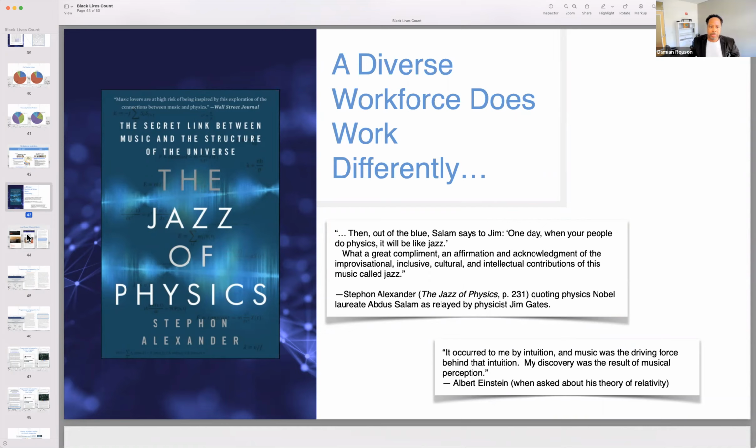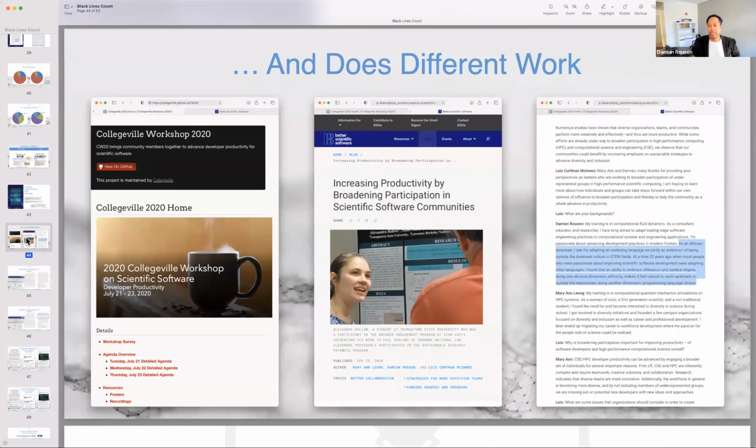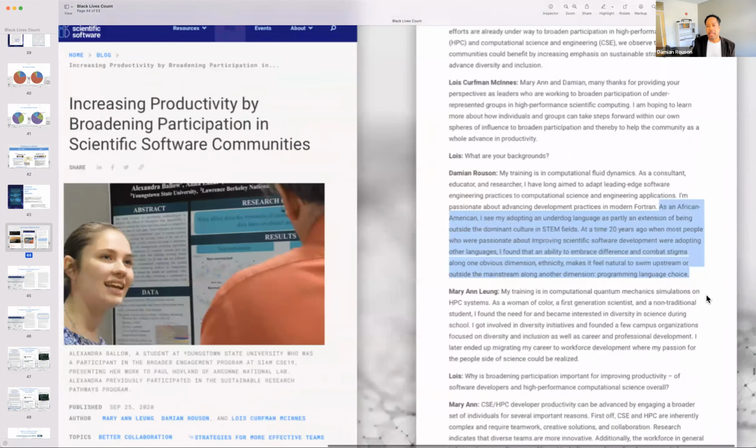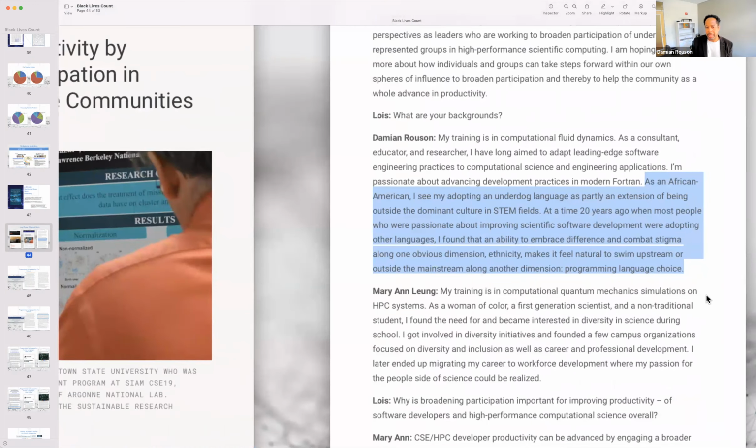So I'd say a diverse workforce does work differently. I'd also say a diverse workforce does different work. This is from a paper that I published with Lois Kerper-McKinney and Marianne Leung at the Collegeville 2020 workshop. And we later published it as a blog post on the Better Scientific Software website. This was not a technical paper, it was an interview where Lois asked questions of Marianne and me, because Marianne and I are both from underrepresented groups. And one of the things that I said, and so the paper is just a transcript of that dialogue.